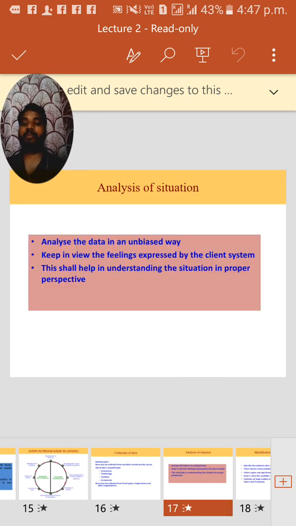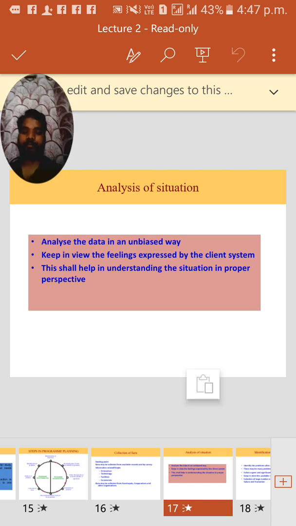Next is the analysis of situation. After the collection of the data, you need to analyze the situation. Analyze the data in an unbiased way. Keep in view the feelings expressed by the client system. This shall help in understanding the situation in proper perspective. After the collection of data, we need to analyze the current condition, what should be done. So on the basis of analysis, then you will go forward.